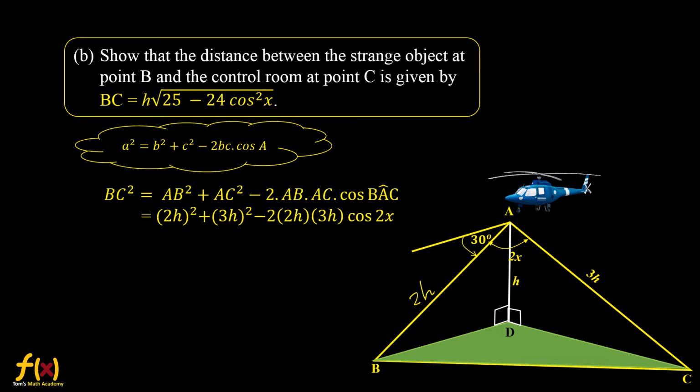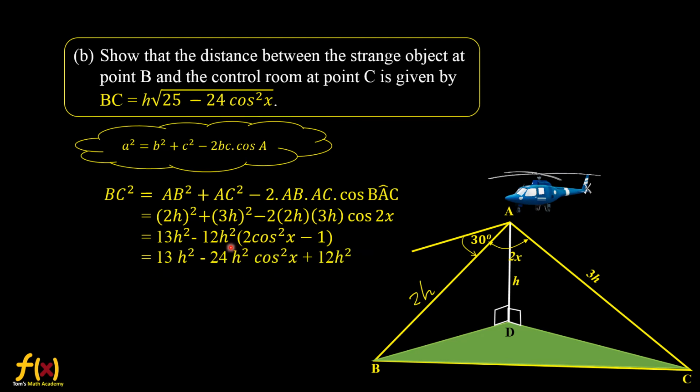2h whole square, 3h whole square, minus 2 times 2h times 3h times cos 2x. That's all. Then we simplify as much as possible, but look at that. We have cos 2x. What is our question saying? We want cos square x. So cos 2x will be replaced by the double angle formula. From the formula sheet again, which one do we choose? We have three options. So we better choose 2 cos square x minus 1 because we are expecting the answer in that form. Therefore we simplify again.